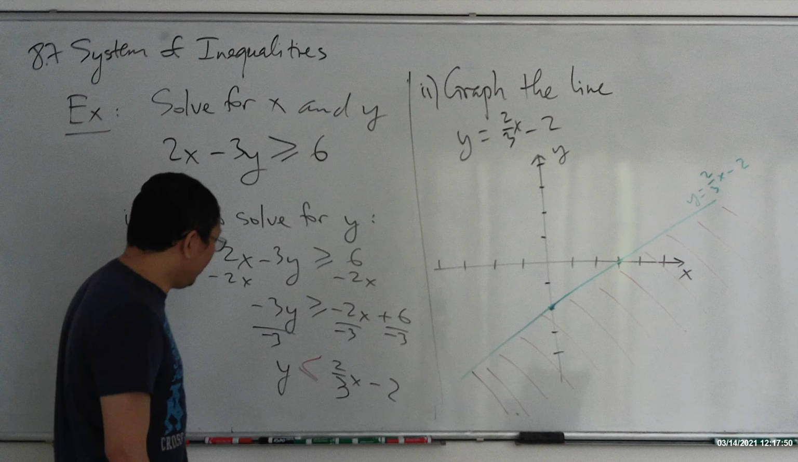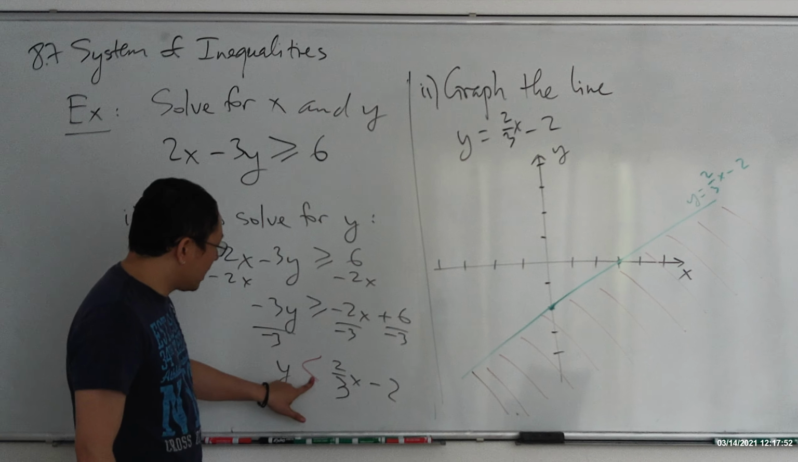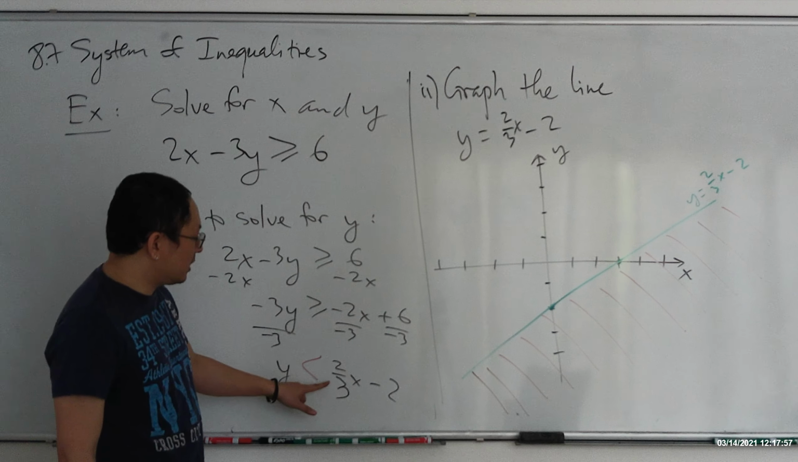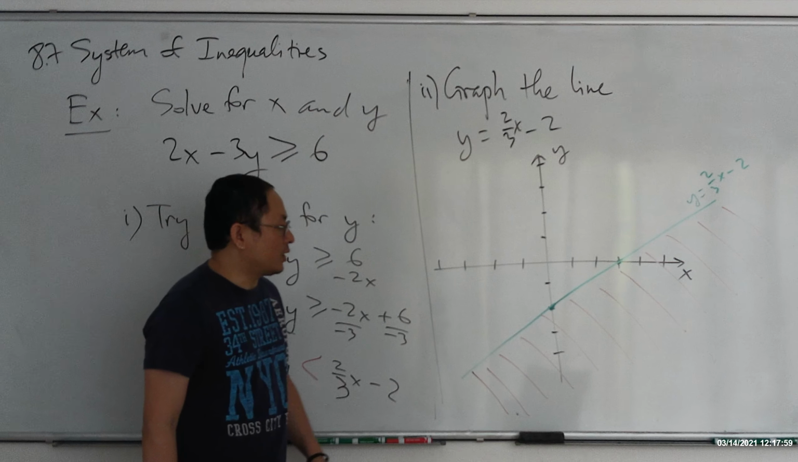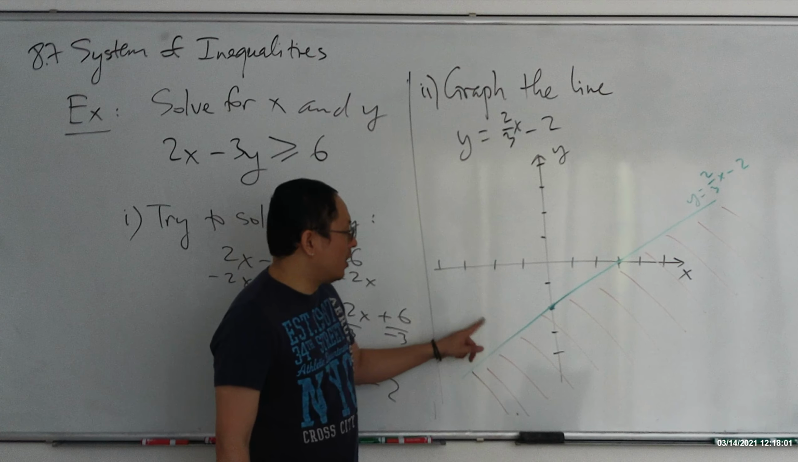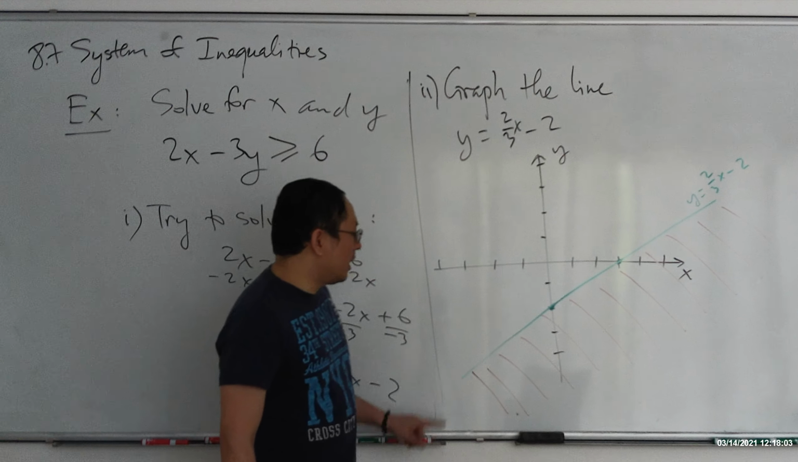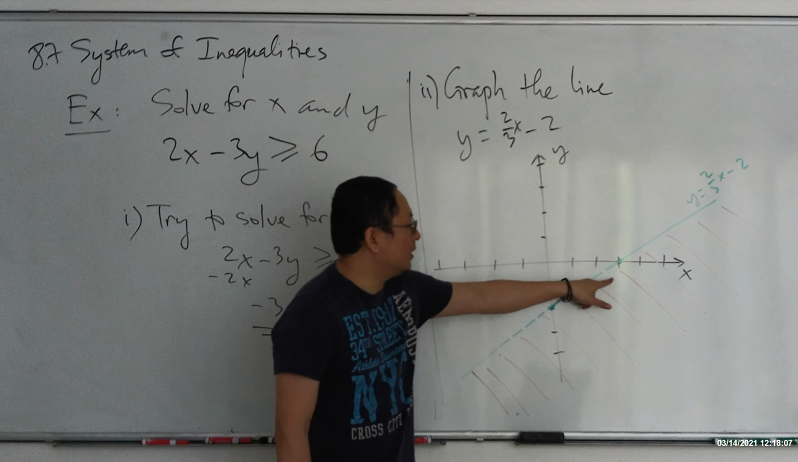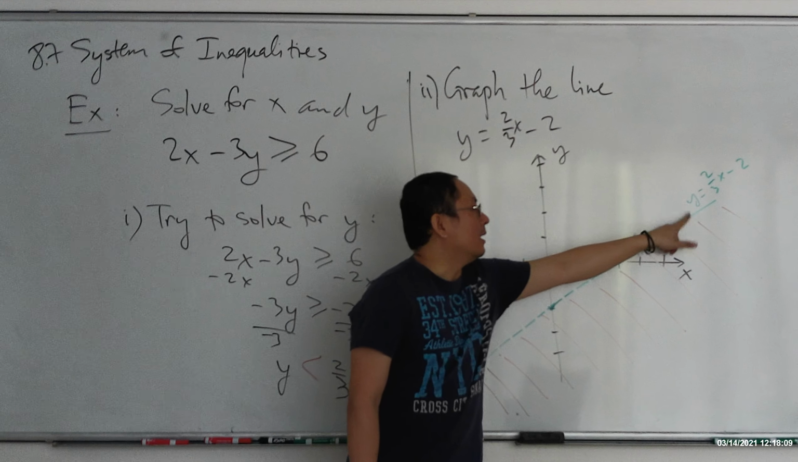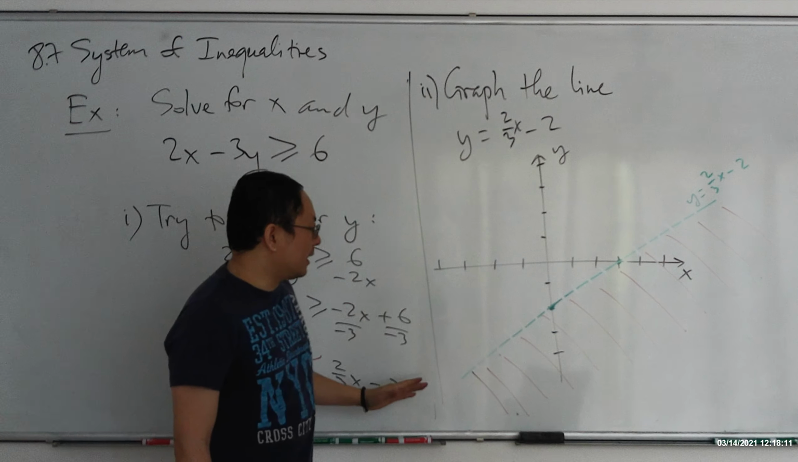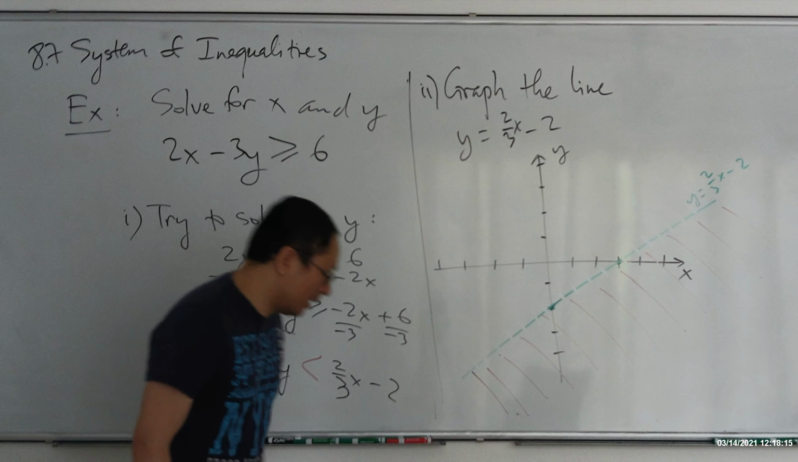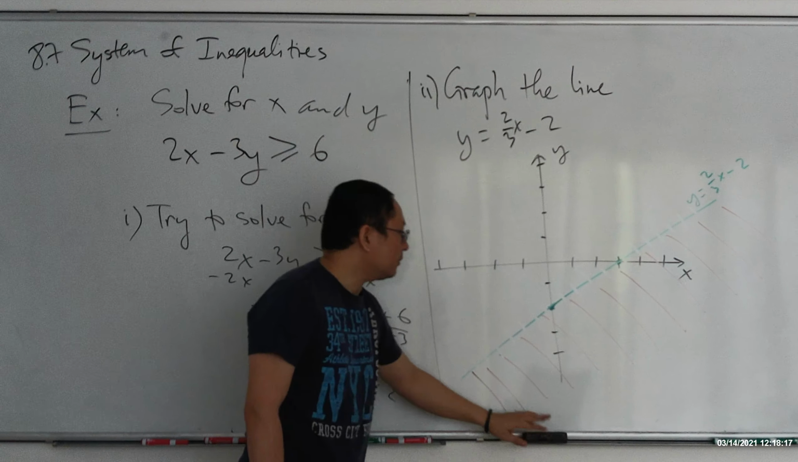Okay. What if I take away that equal sign? It means y is going to be strictly less than 2 over 3 x minus 2. At that time, you don't draw the borderline as solid anymore. Instead, you have to draw it as a dotted line or dashed line, however you call it. And that indicates that we are not counting the points on the line. We only take the points that are strictly below the line for the solution set.